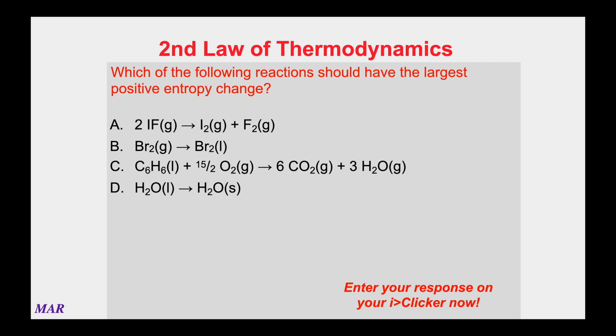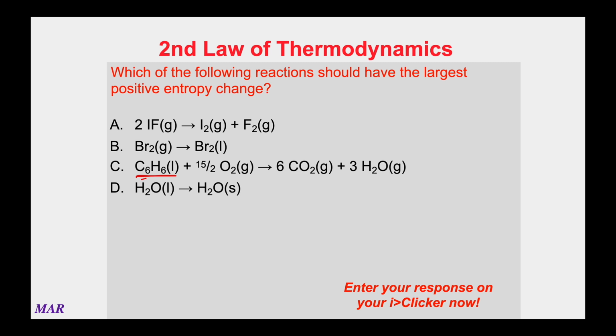Now, C is an example of a combustion reaction, which is something we talked about in Chem 221, where you take something organic. This is benzene, C6H6, by the way. It reacts with oxygen. It's got a fraction there. I know. I'm going to get over it. Anyway, it makes CO2 and some water. Okay. Now, this one, I think, is going to have a big entropy change for 2 reasons, all right?